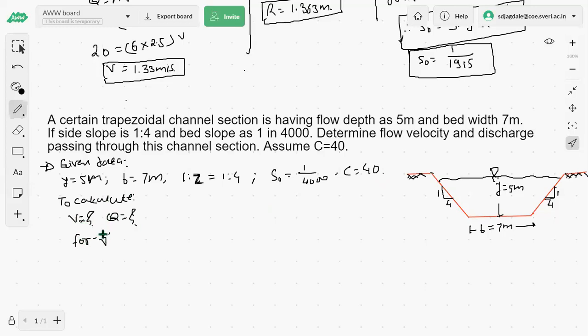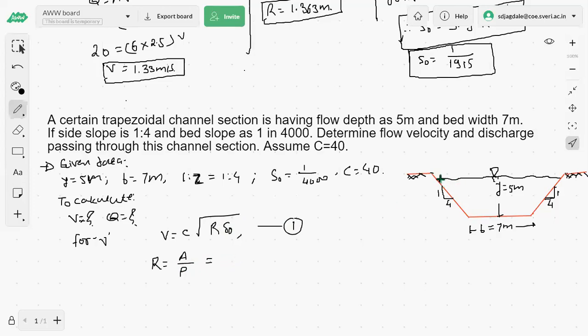फॉर वेलोसिटी v बाय चेजिस इक्वेशन. क्या है चेजिस इक्वेशन? v is equals to C root R into S naught. अभी आपको R निकालना पड़ेगा. R यानी कि क्या है? हाइड्रोलिक रेडियस है. वो क्या है? A/P है. ओके, अभी बोलो एरिया कितना था?